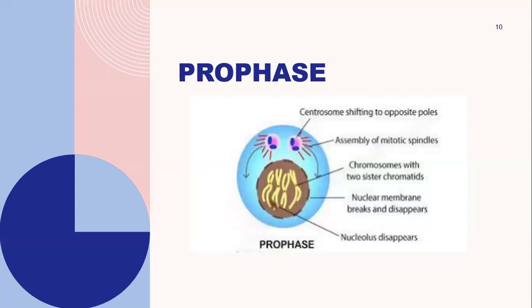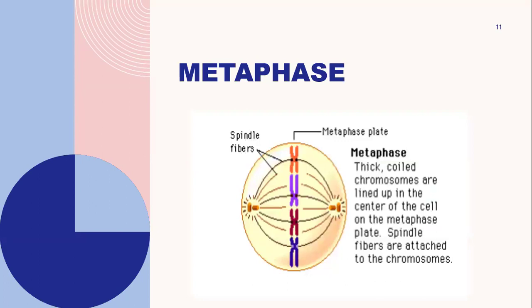The second stage of mitosis is metaphase, okay? So what then happens in metaphase? In metaphase, we have the chromosomes moving to the center of the cell. So they will align at the equator, okay?